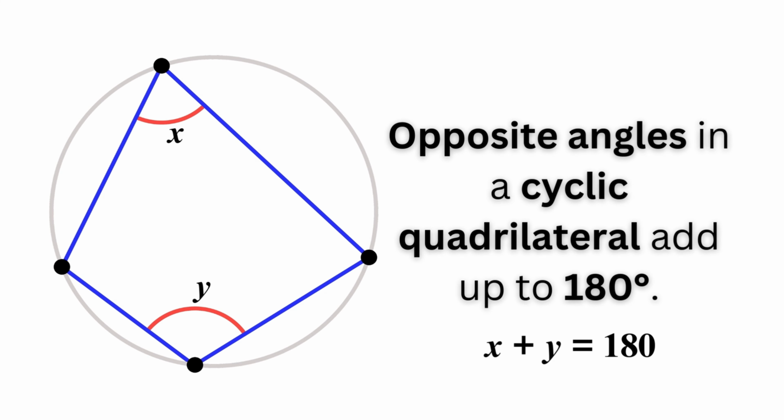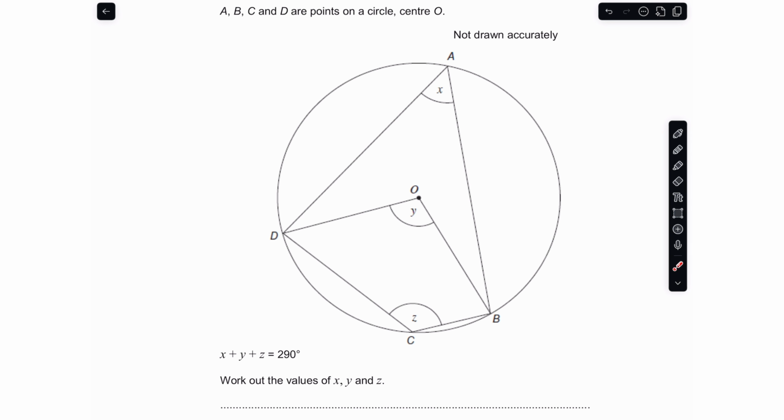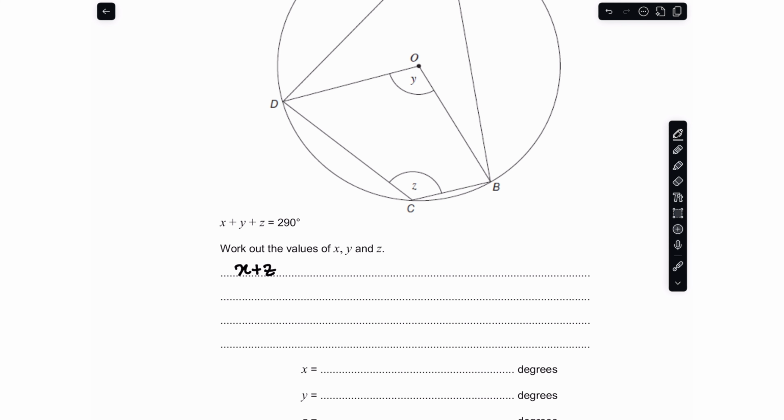Opposite angles in a cyclic quadrilateral add up to 180 degrees. That means that angle X plus angle Z equals 180 degrees. So I'm going to go ahead and write that down. X plus Z equals 180 degrees.